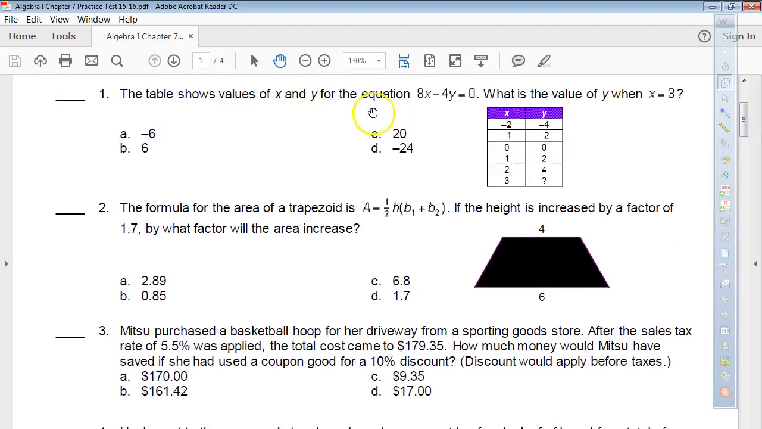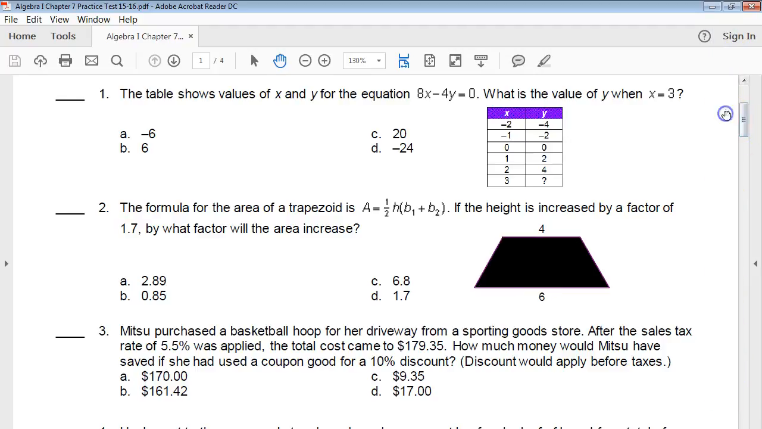The table shows values of x and y for the equation 8x minus 4y equals 0. What is the value of y when x equals 3? So they are giving us a pattern, basically, and asking us to find the next value in the pattern here.